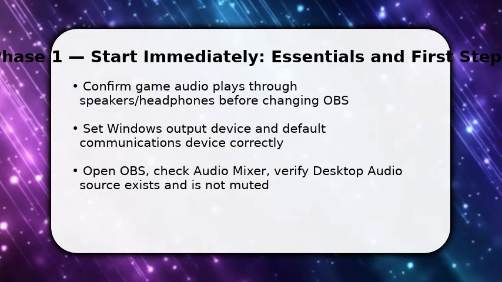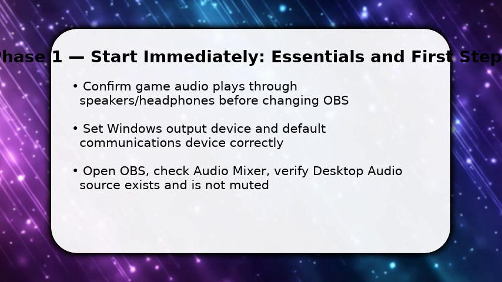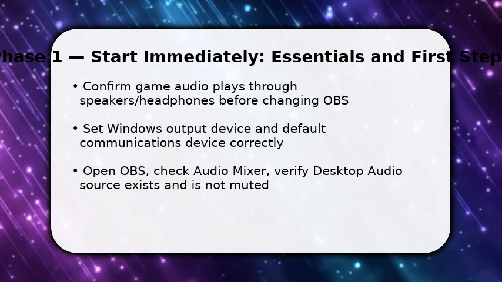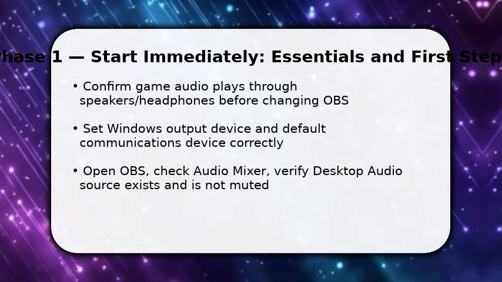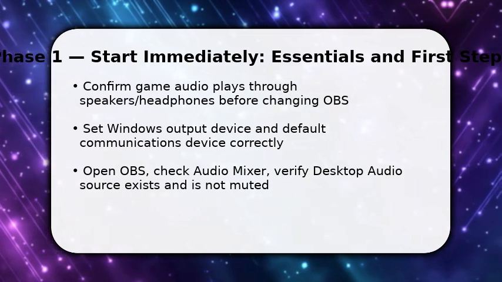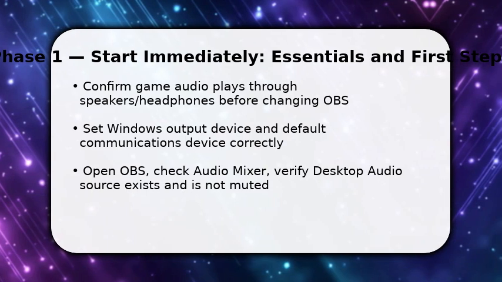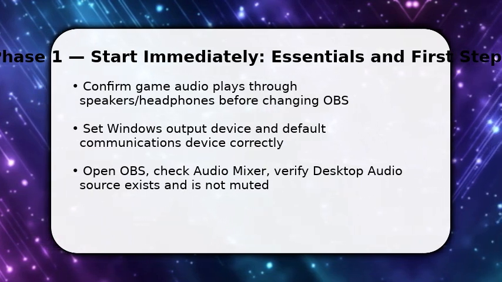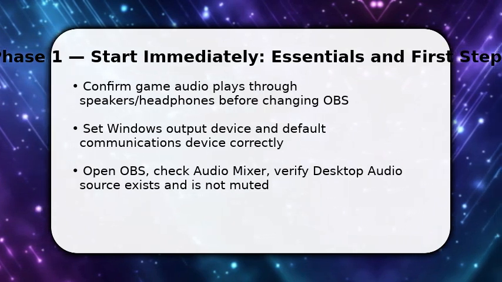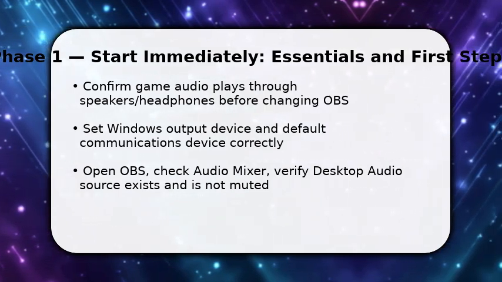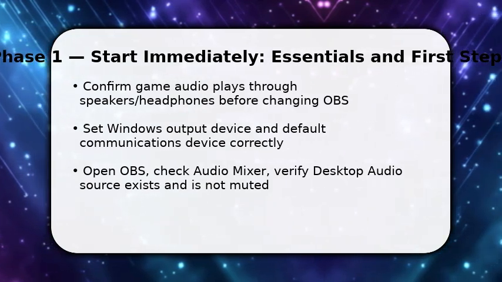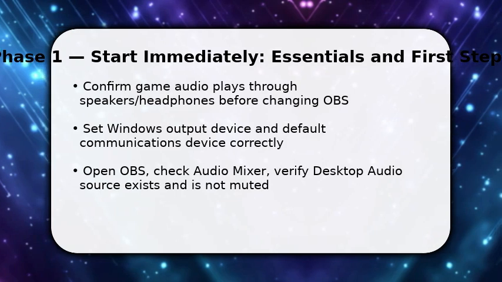You start by confirming the game actually outputs sound, open it, and listen. Once confirmed, set Windows' default output to the device you use for gameplay, headphones or speakers, so OBS can capture the correct stream. Then open OBS and inspect the audio mixer. Make sure desktop audio is present and unmuted. If desktop audio is missing, add an audio output capture source and point it to the same physical device. This links Windows sound to OBS for recording.